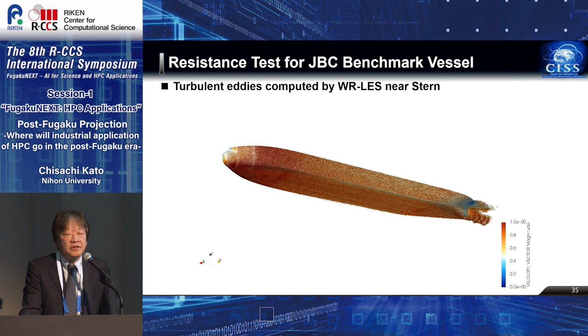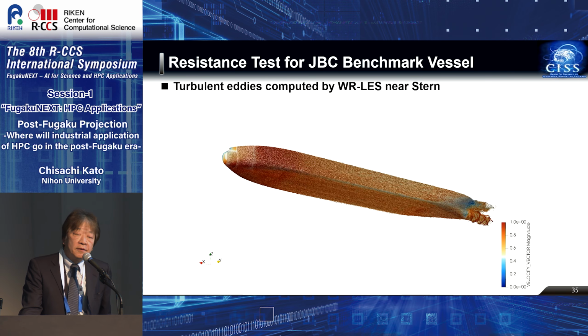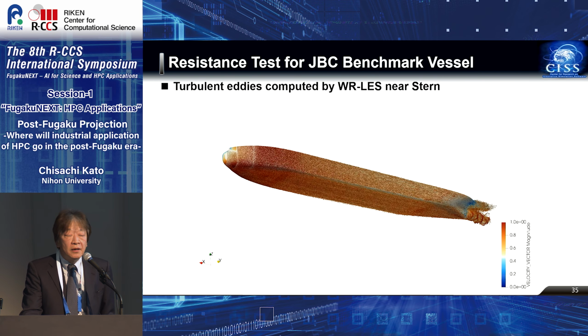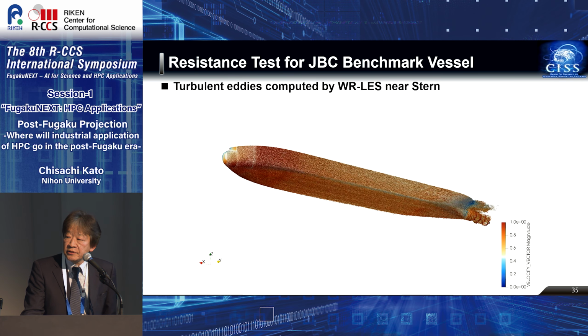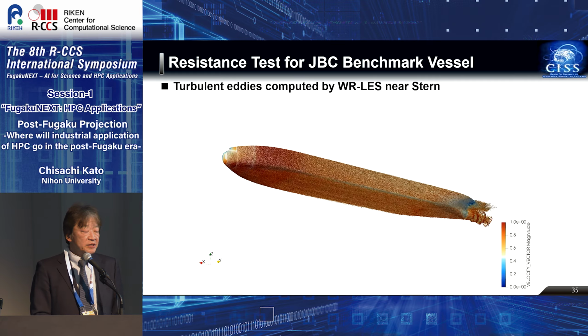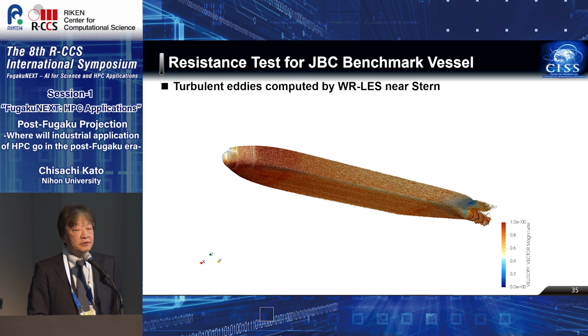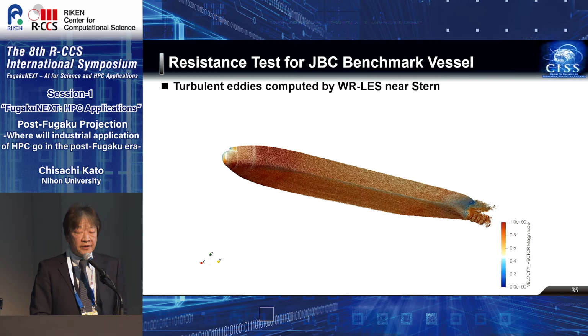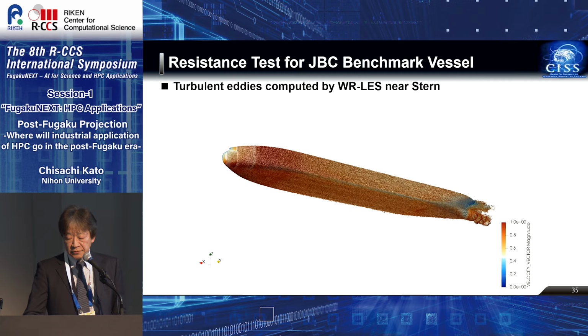In this particular simulation, we have used about 50 billion grids. But we can do that. We could do that for the first time in the world because Fugaku delivers us very high FP64 vector operation performance, and also the memory throughput.